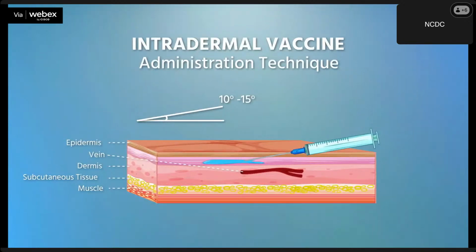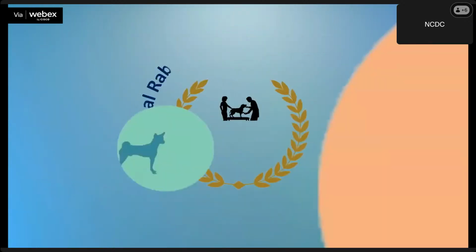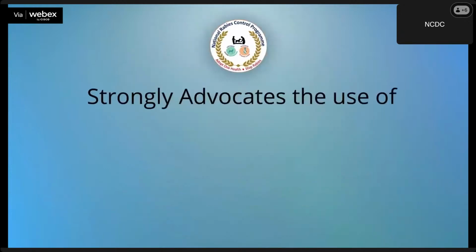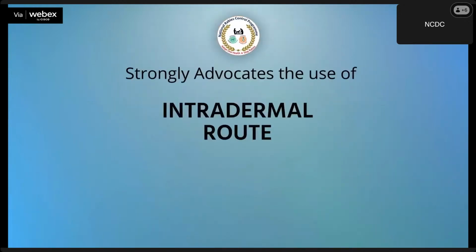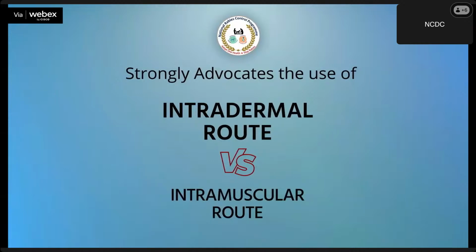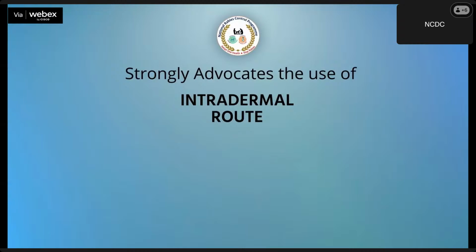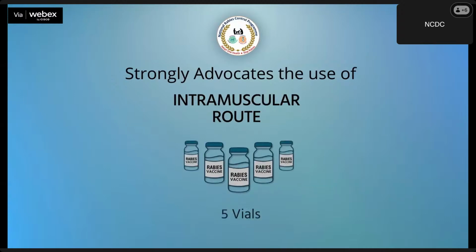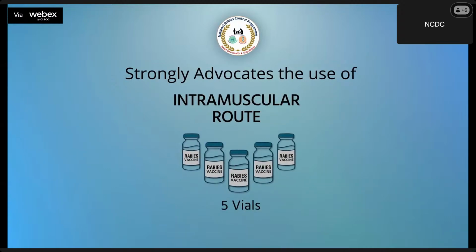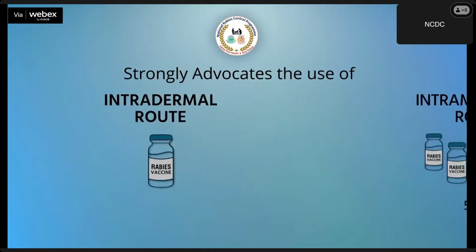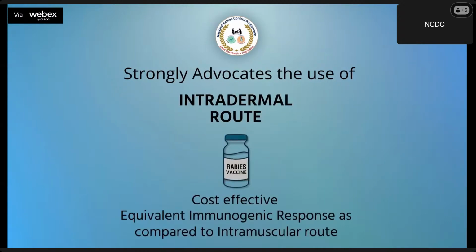The National Rabies Control Program strongly advocates the use of the intradermal route of rabies vaccine over the intramuscular route for various reasons. The ID route takes less amount of vaccine to complete the treatment. Since with the ID route all doses of vaccination can be done in one vial, whereas in the IM route 5 vials are required to complete the vaccination, making intradermal cost-effective and an equivalent immunogenic response as compared to the intramuscular route.